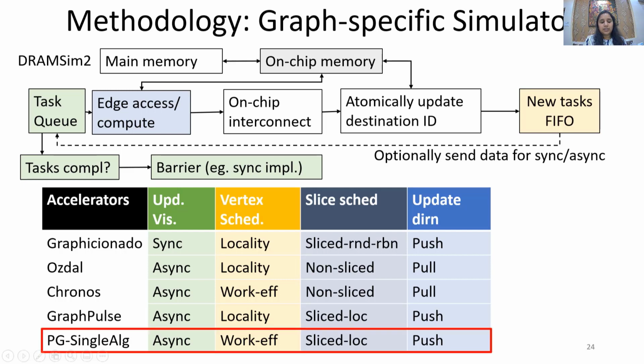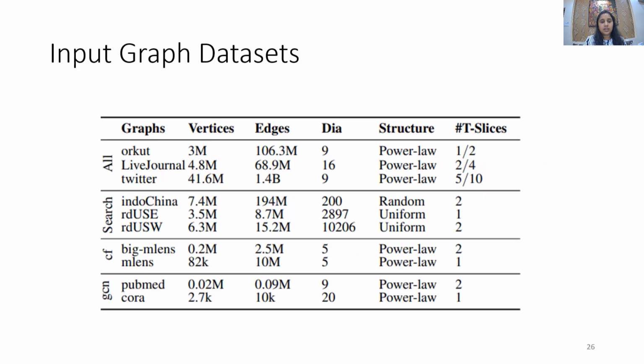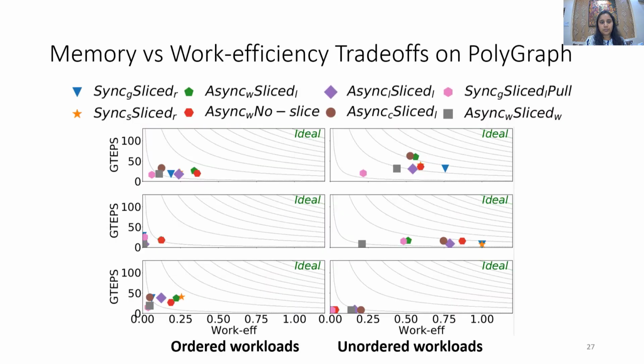We also evaluated a version of PG single algorithm that implements the best algorithm variant that we found after doing a design space exploration across all dimensions. We kept similar architectural characteristics for all baseline accelerators. We used practical graphs for evaluation, with many of them requiring more than 2 or 4 slices.